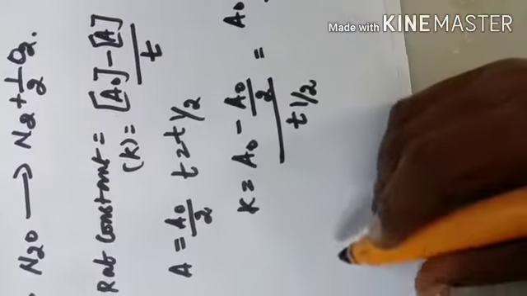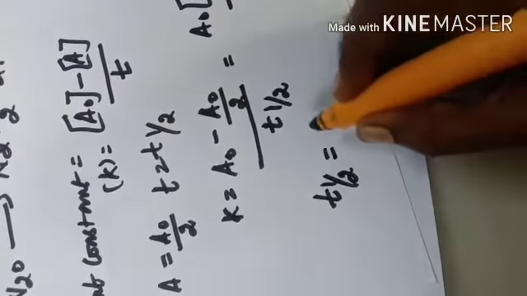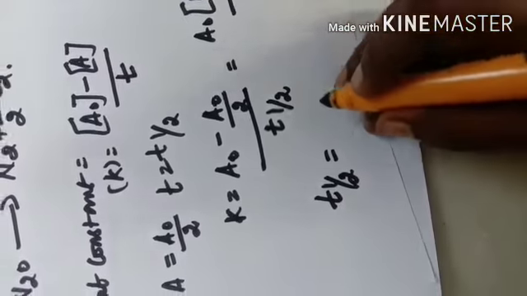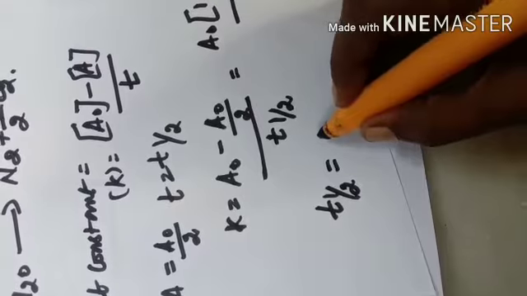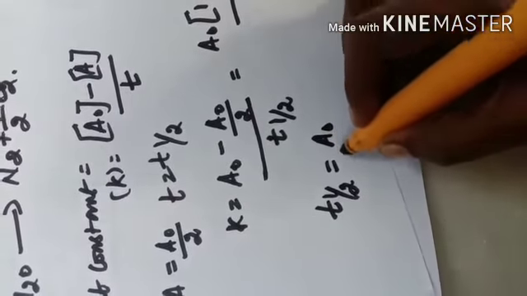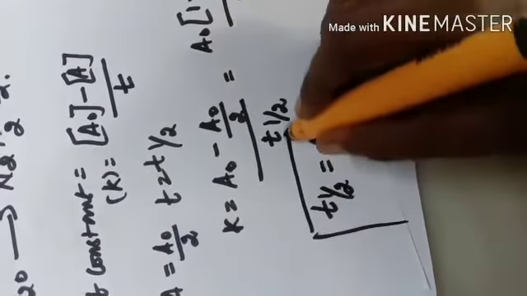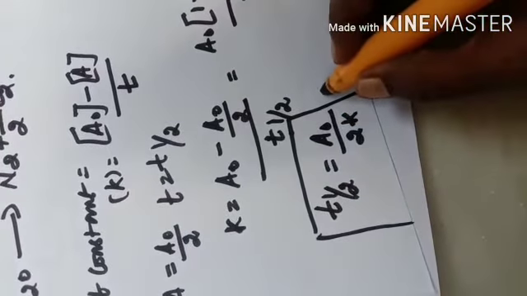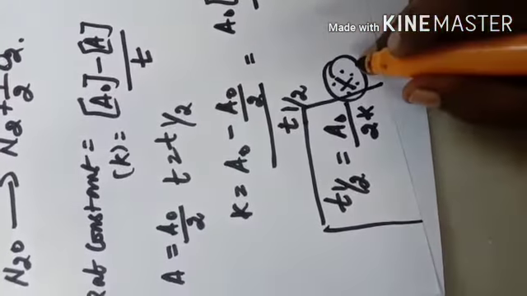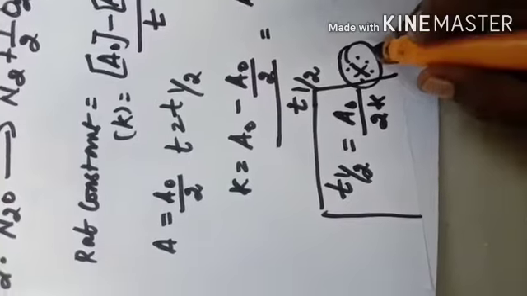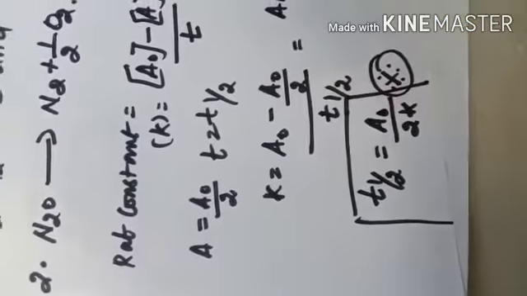Then t half equal to A naught divided by 2k. A naught divided by 2k, and this is a very important equation. Using this equation we can calculate the half-life period for the zero order reaction.